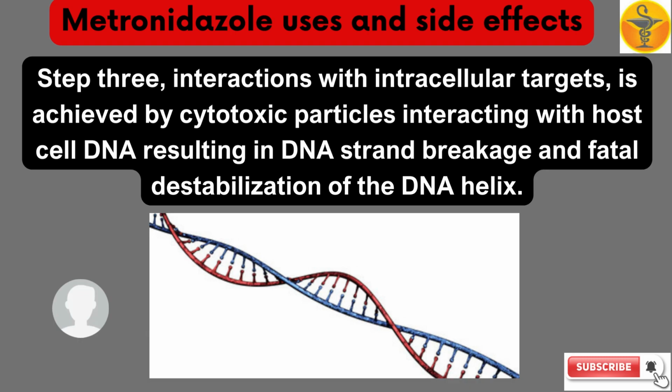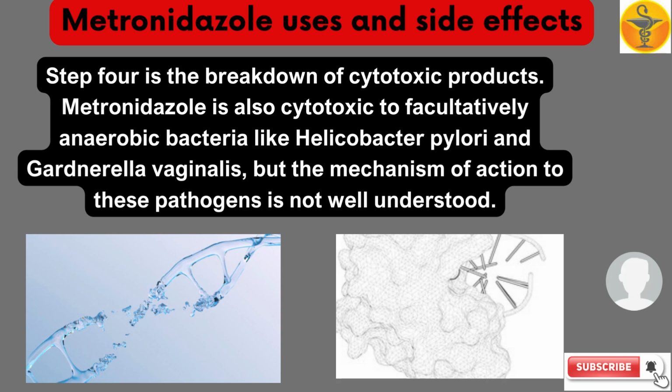Step 3, interactions with intracellular targets, is achieved by cytotoxic particles interacting with host cell DNA, resulting in DNA strand breakage and fatal destabilization of the DNA helix. Step 4 is the breakdown of cytotoxic products. Metronidazole is also cytotoxic to facultatively anaerobic bacteria like Helicobacter pylori and Gardnerella vaginalis, but the mechanism of action for these pathogens is not well understood.